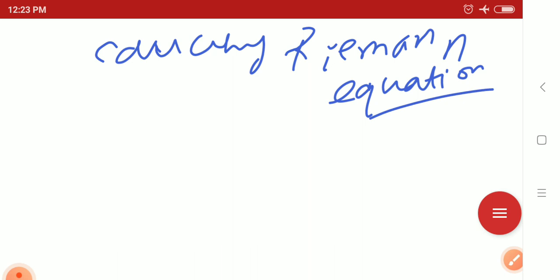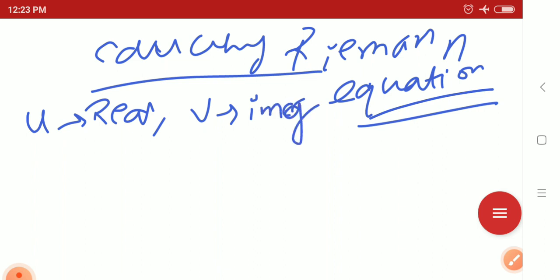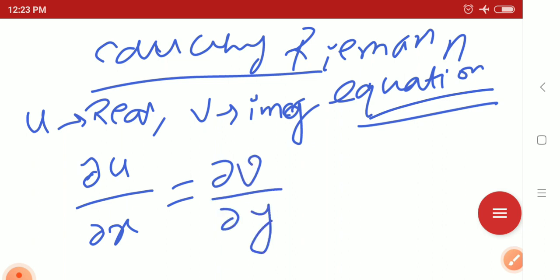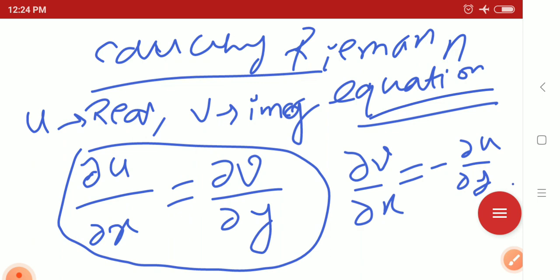What are the conditions for the Cauchy-Riemann equations? If u plus iota v is the function, where u is the real part and v is the imaginary part, both functions of x and y, then the first condition is del u by del x equals del v by del y, and the second condition is del v by del x equals minus del u by del y.